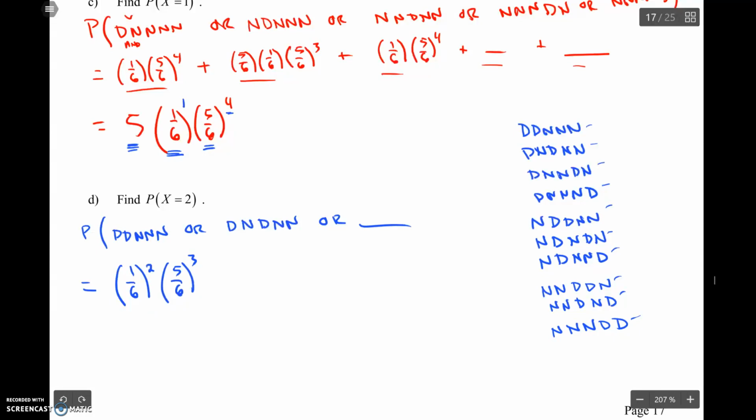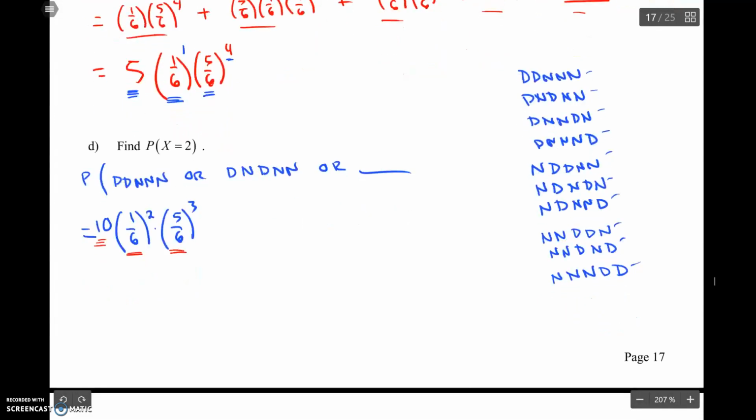So it's going to be different combinations of that, but it doesn't matter when I multiply. I'm going to have 10 of them that I'm going to add up. So that's going to be 10 times. Again, this is counting how many different ways I can order 2 successes in 5 trials. This is the probability of getting 2 successes in 5. And this is the probability of getting those 3 failures.